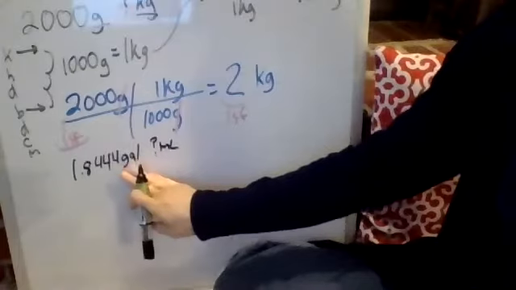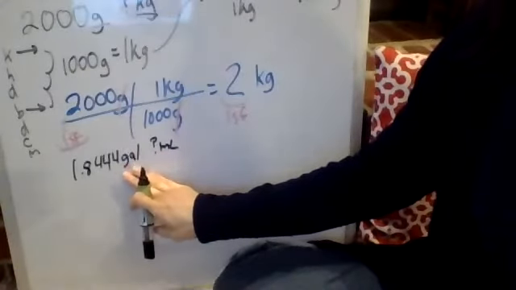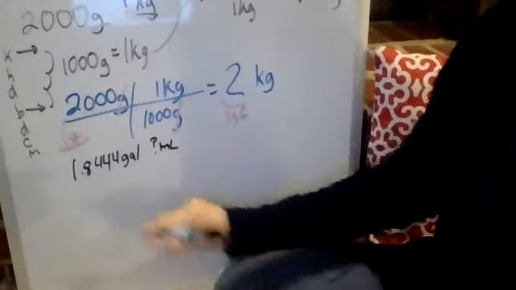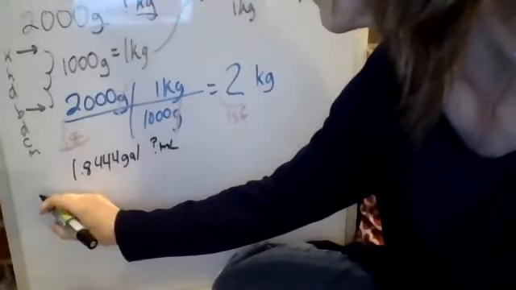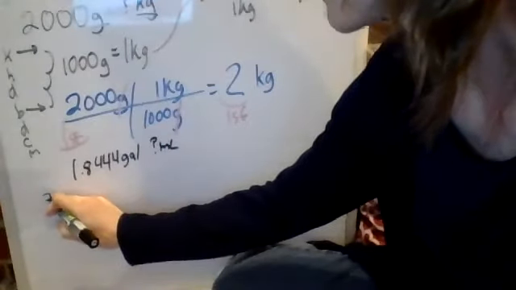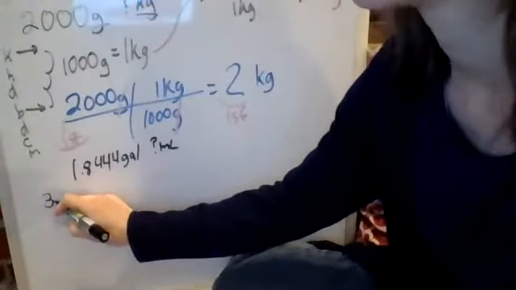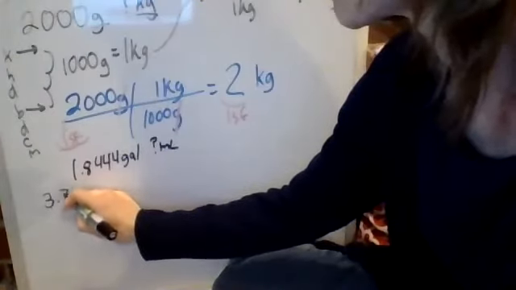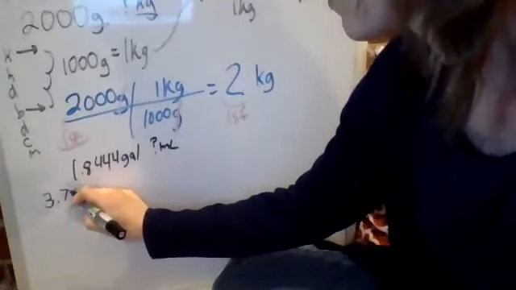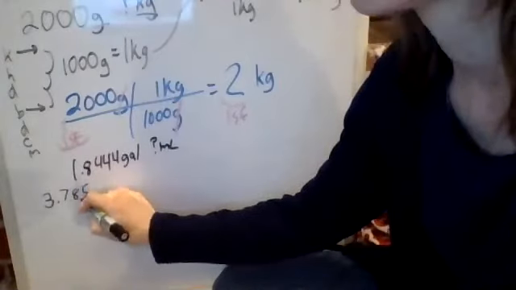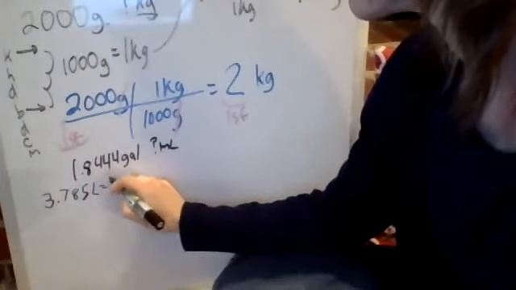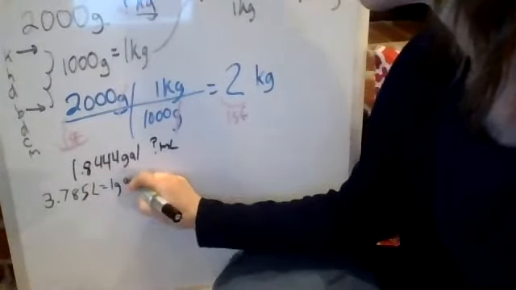Now, gallons is not a metric unit, so you'll be given some type of conversion factor for that. And the conversion factor is 3.785 liters equals 1 gallon.